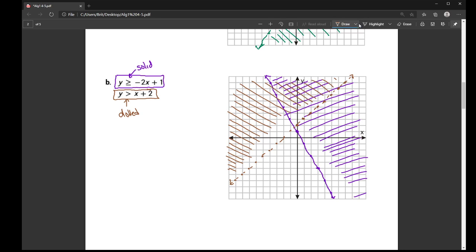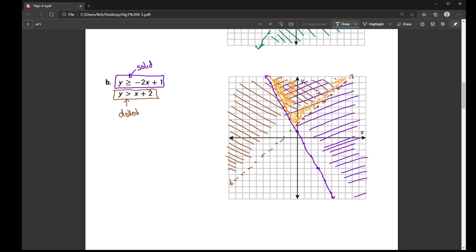And so now we're looking for where the two overlap, so where the purple and brown overlap. So if you notice, it kind of starts in here, and it's kind of this triangle that expands outward as we go up.